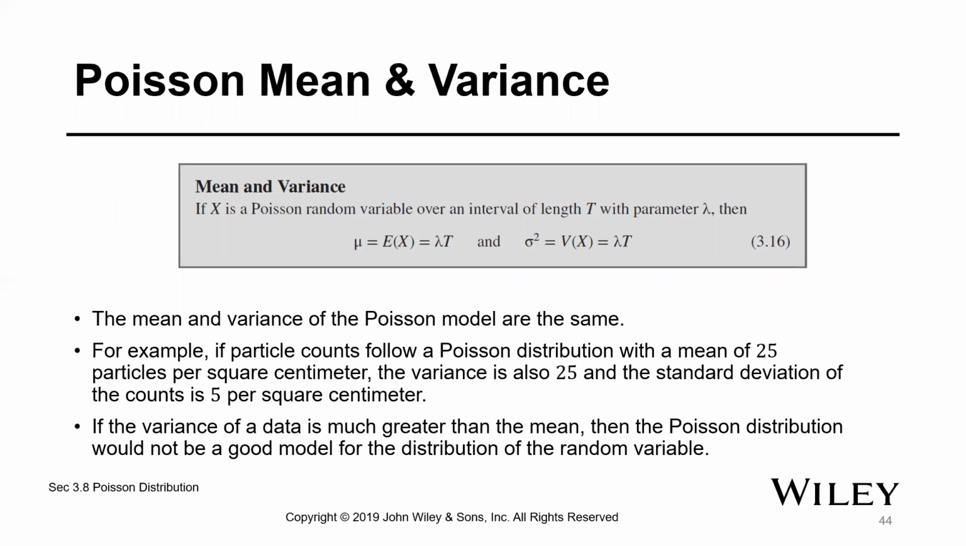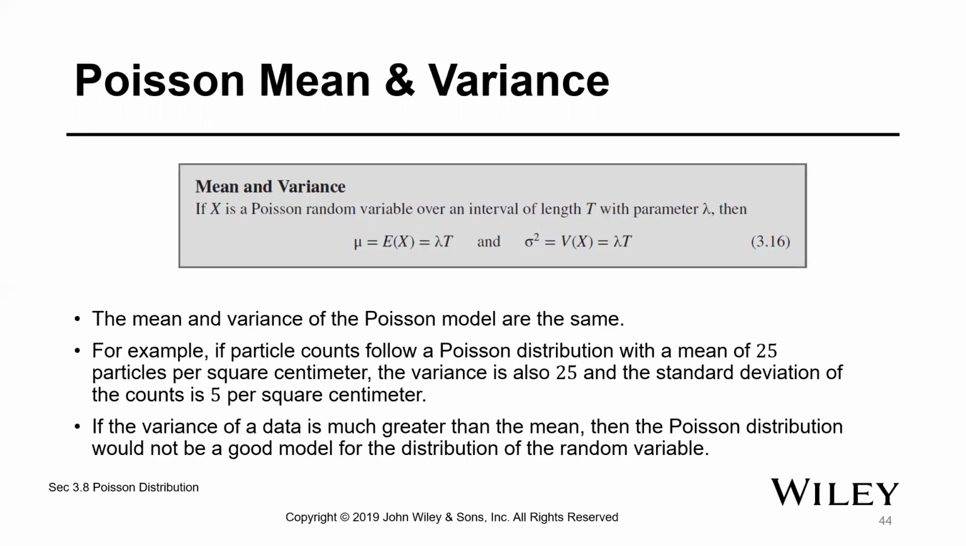So this is the very last slide. Everyone cheer. So our mean is lambda times t, and our variance is also lambda t. Which makes sense. If that's the distribution we're looking at, we're going to expect to have a mean. Particle flow follows a Poisson distribution with a mean of 25 particles per square centimeter. The variance is about 25, and the standard deviation is 5.